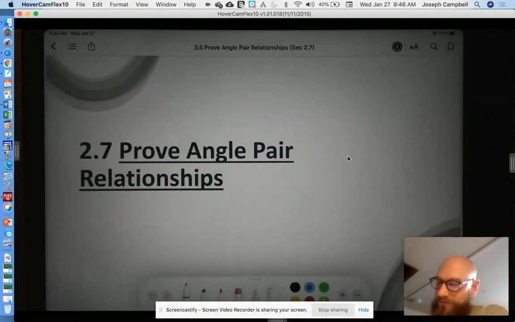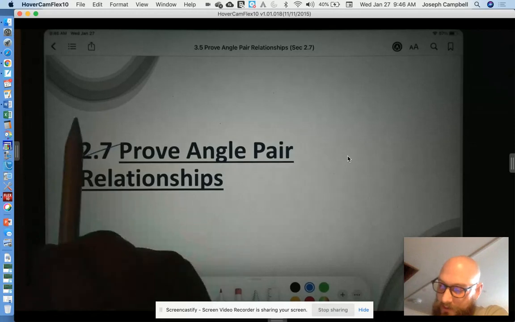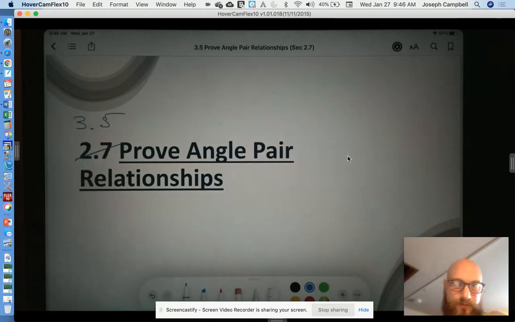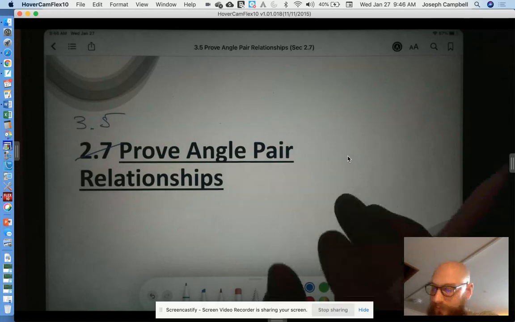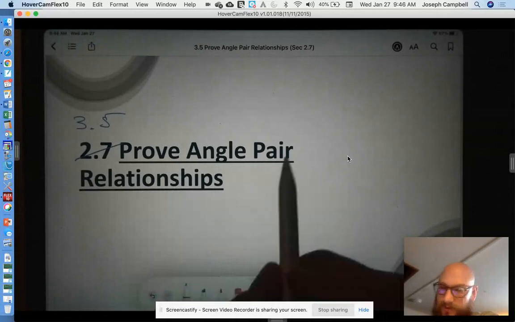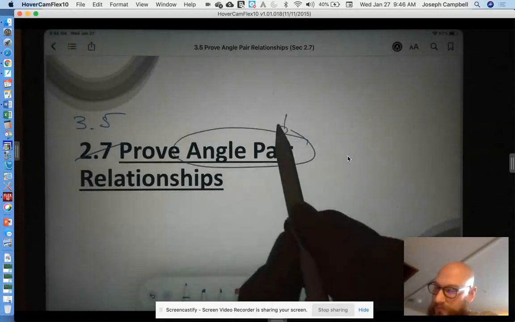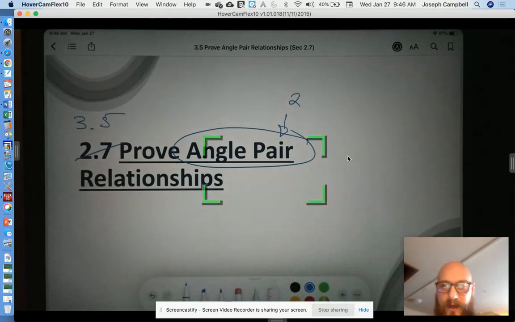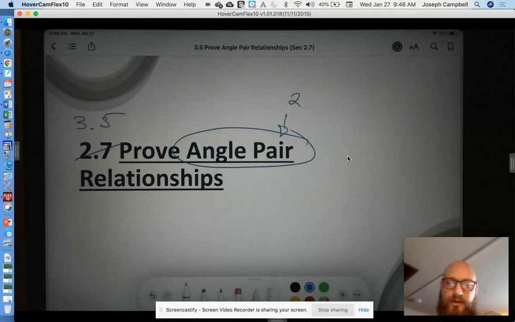So we are on 2.7, or in our curriculum, it is 3.5. This is after that word problem strategy guide problem we did together. It was just a proof. We're going to prove angle pair relationships. Pairs mean two. So we're going to be looking at pairs of angles and their relationships, and we're going to prove them, basically to create shortcuts for us for other proofs.